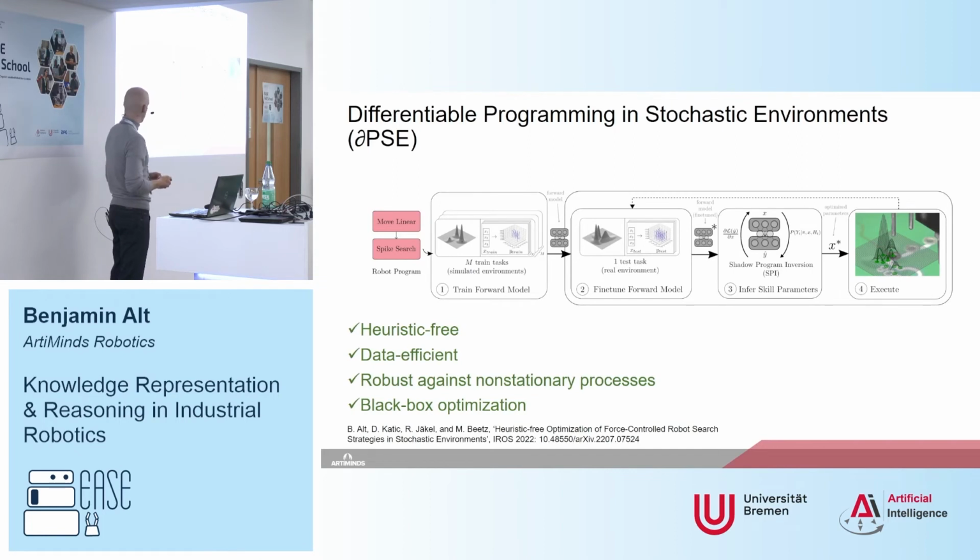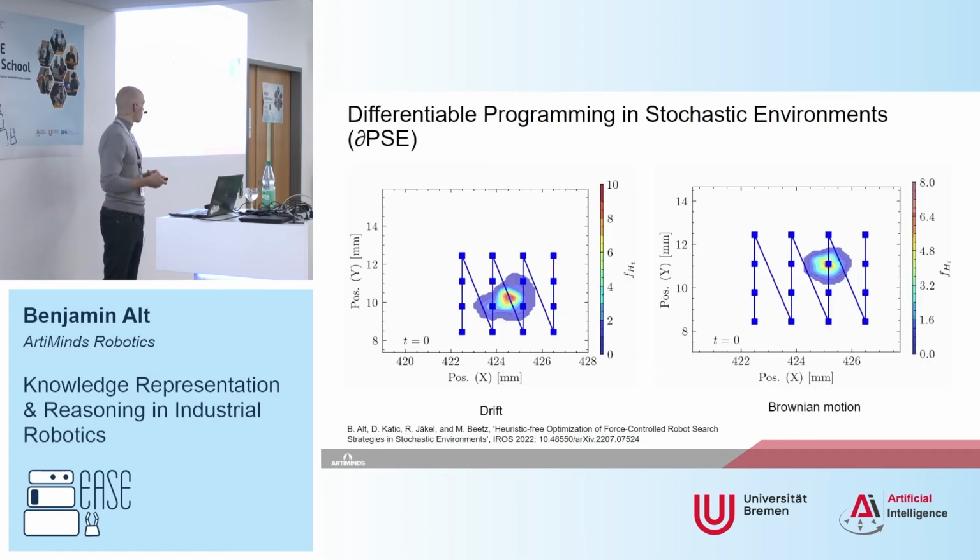And it turns out that this is heuristic-free. We never make any assumption about any sort of Gaussian distribution over holes or anything. You can use this for many processes. It is very data efficient. It is robust against non-stationary noise processes. In fact, it realizes its benefits only in non-stationary noise processes, and it is black box.